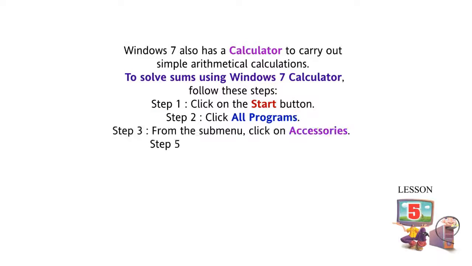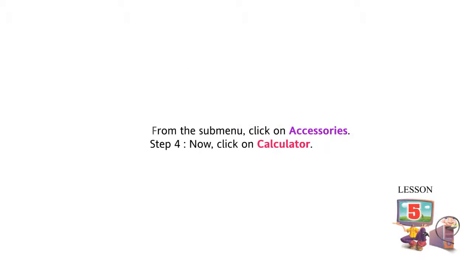Windows 7 also has a calculator to carry out simple arithmetical calculations. To solve sums using the Windows 7 calculator, follow these steps. Step 1. Click on the Start button. Step 2. Click All Programs. Step 3. From the sub-menu, click on Accessories. Step 4. Now click on Calculator. The Windows 7 calculator is displayed.